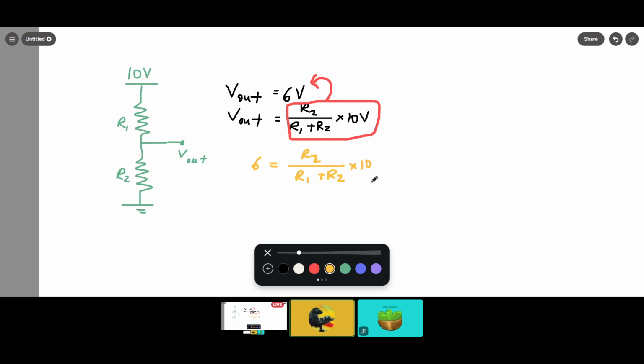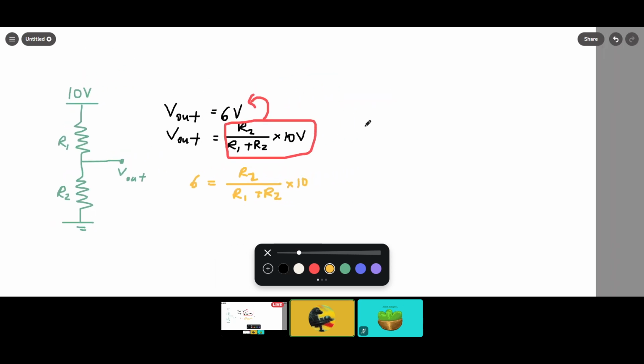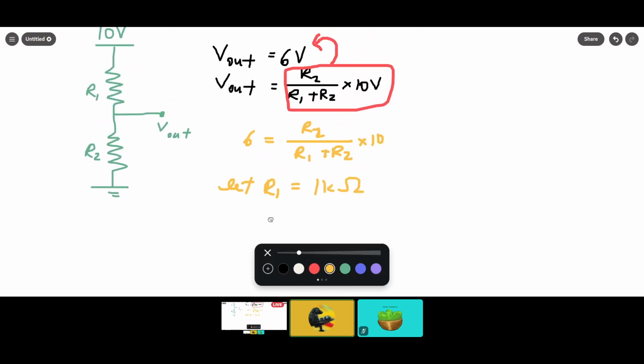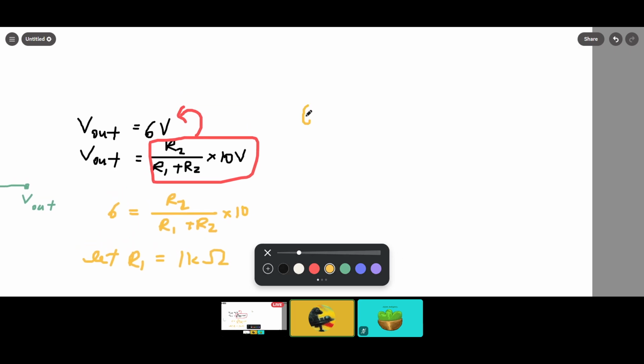Now we reach the issue that I just demonstrated. We cannot have two unknowns. So we let R1 be any value. I'm just going to let R1 be 1 kilo ohm. Now the equation will be like this: R2 is equal to 1 kilo ohm plus R2 times 10.